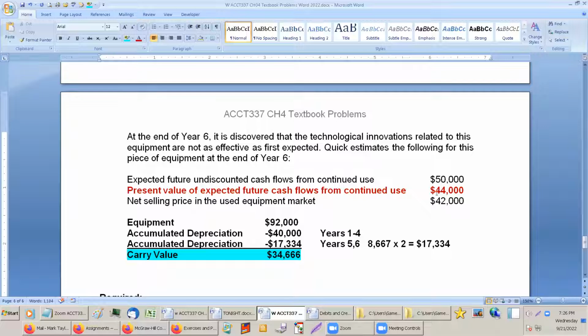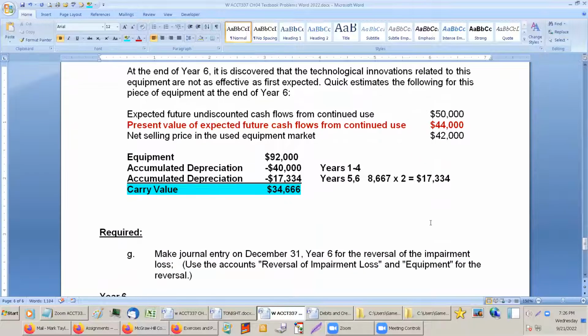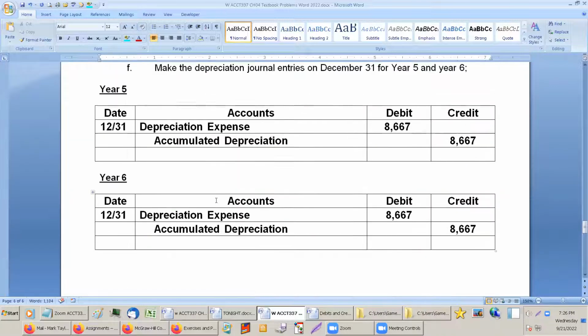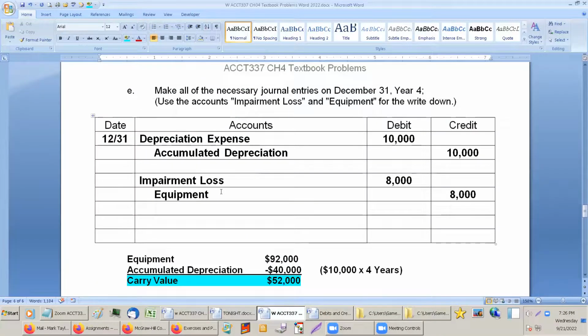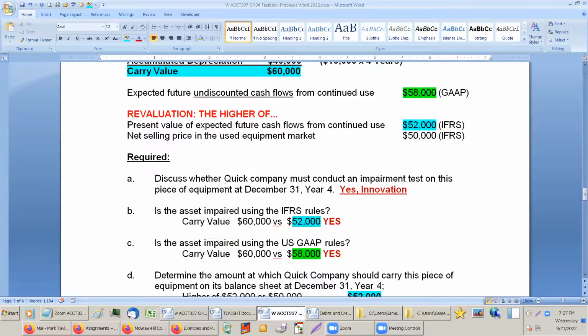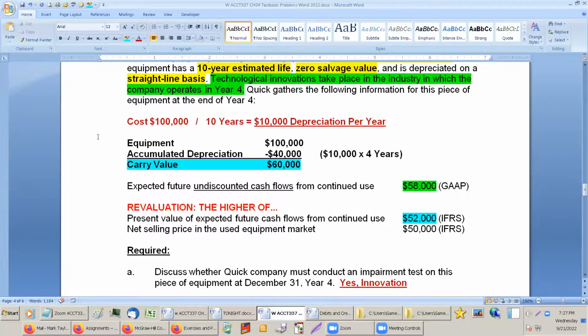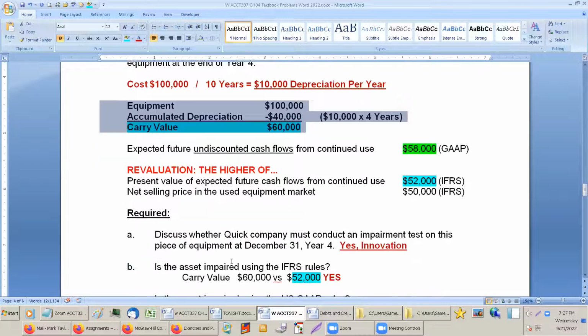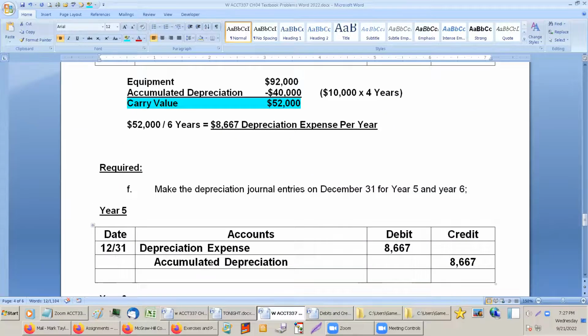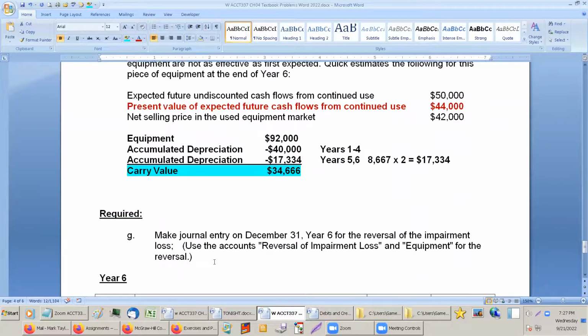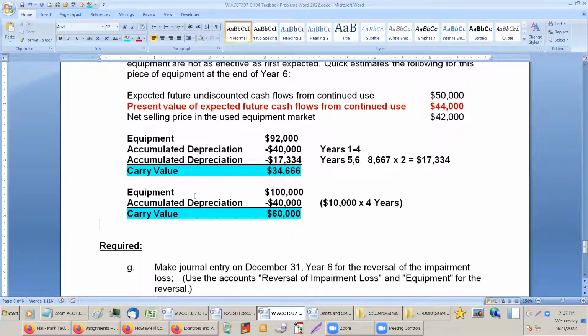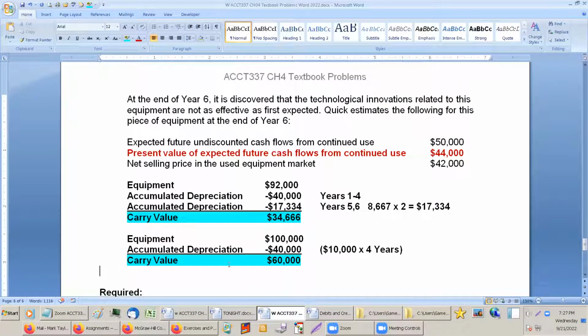Now, here's the thing though, we can't just write it up. We have to go back to the original and see what it would be worth, the original amount. We can't write it over the original amount. So it's so far away. If we didn't write it down, what would the carry value be? So I told you this one was going to be a pain.